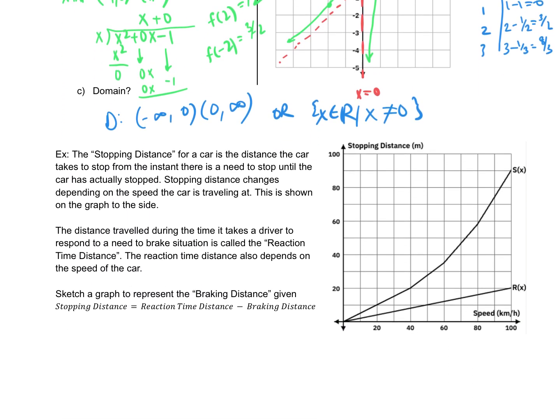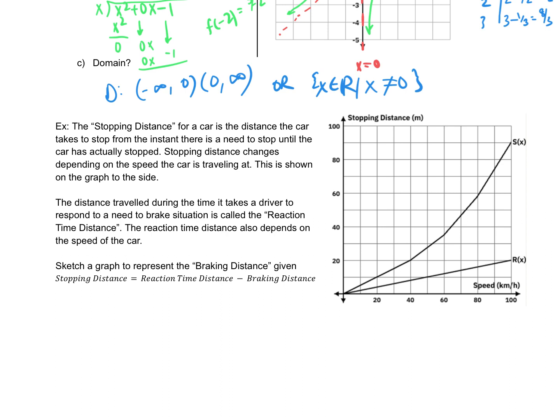All right, one more little example here. The stopping distance for a car is the distance the car takes to stop from the instant there is a need to stop until the car has actually stopped. Stopping distance changes depending on the speed the car is traveling at. This is shown on the graph to the side. So stopping speed right here. The faster you're traveling, the bigger your speed, the bigger the stopping distance required. For example, if you're traveling at 100 kilometers per hour, you need 90 meters to stop.